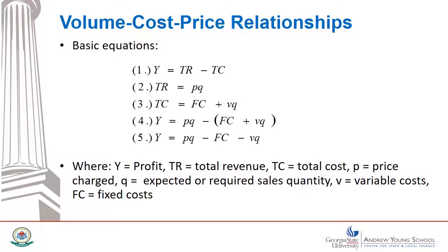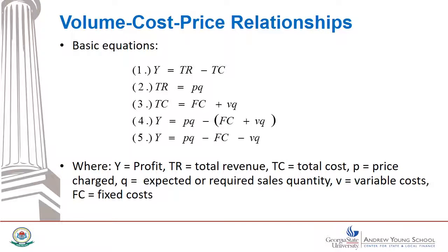The volume cost price relationship lends itself to a little more complicated set of equations. Let's explore them. Each of the letters in the equation stands for certain variables. Y means profit target, the amount you want to earn above costs. TR stands for the total revenues. TC stands for the total costs. Small letter p means the price charged. Small letter q stands for the expected or required sales quantity. Small letter v refers to variable costs. And FC stands for fixed costs.